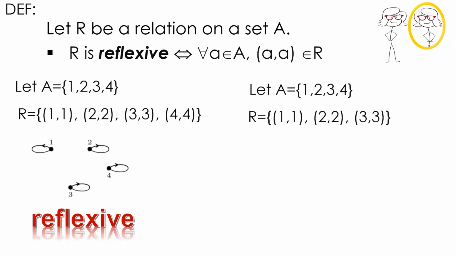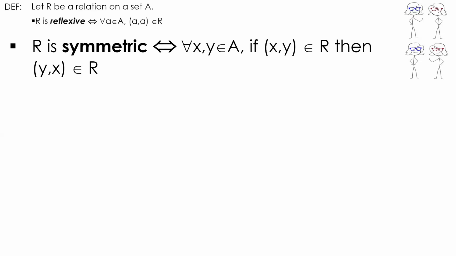On the other hand, if I have (1,1), (2,2), (3,3), and my set is {1, 2, 3, 4}, it takes just one missing to break it. This is not reflexive. The next property I want to talk about is symmetric.